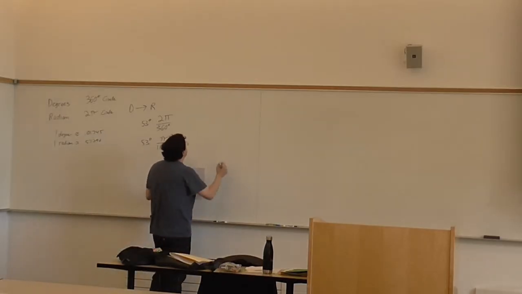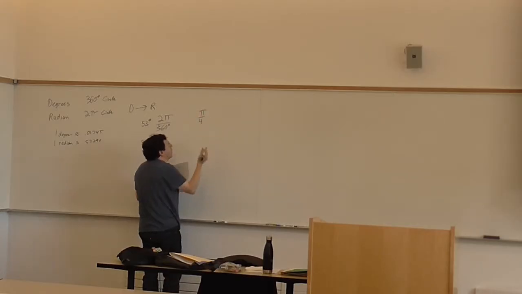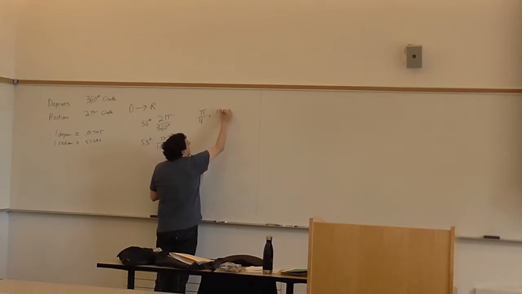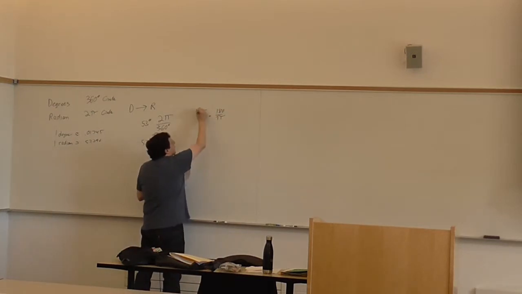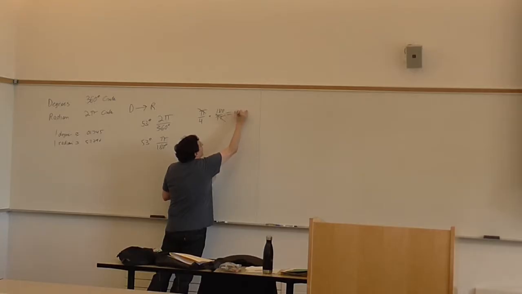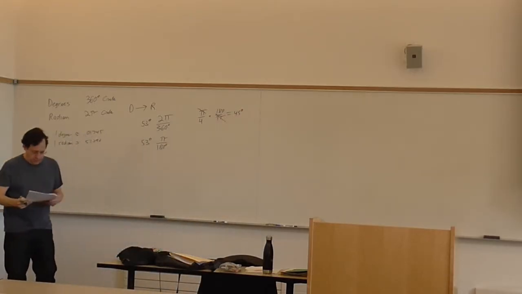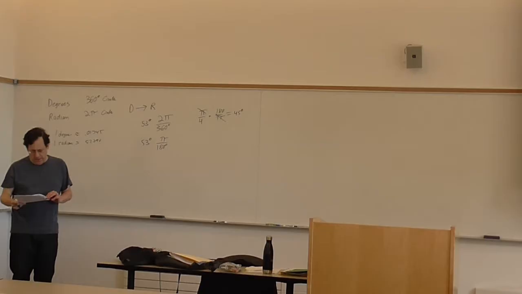Similarly, if I had, say, pi over 4 radians, and I want to go to degrees, I can multiply it by 180 over pi. That all works nicely. I cancel out pi, divide 4 into 180, and I get what? 45 degrees. So you need to know the conversion factors. You need to be able to go back and forth.